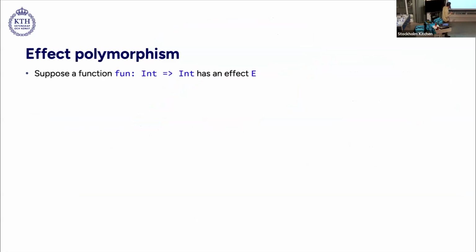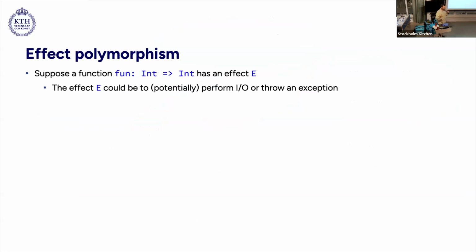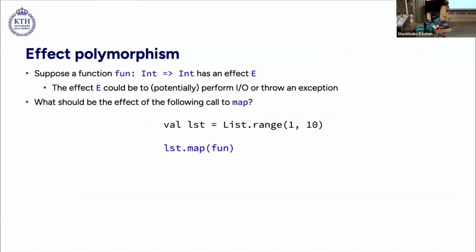Okay, now what is effect polymorphism? Because that's an important ingredient. So let's say we have a function of type Int to Int, right? It takes an Int, returns an Int. And let's say it has an effect E, some effect. It could be doing IO or throwing an exception. It doesn't matter, it has an effect E. Now, what should be the effect of calling map and passing this function? What is the effect of this call to map? Anyone have a suggestion? If fun has effect E, what effect should this call have?